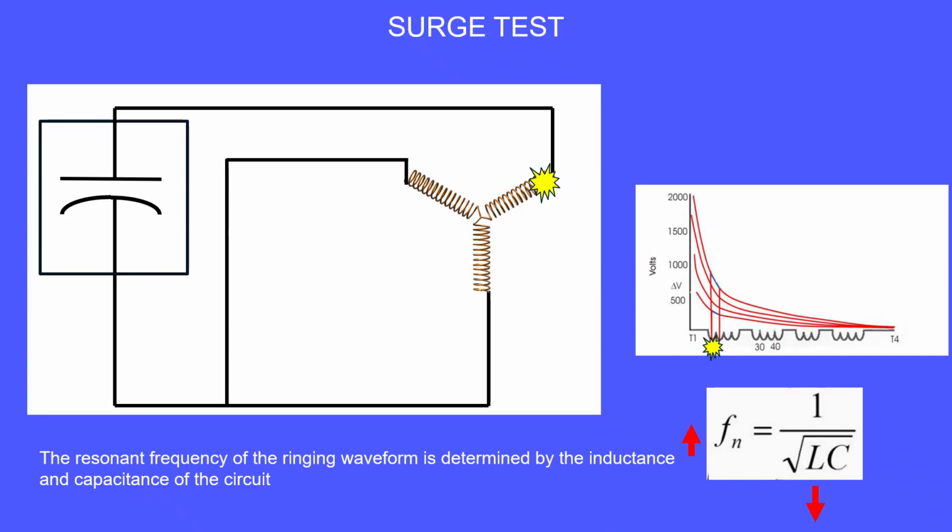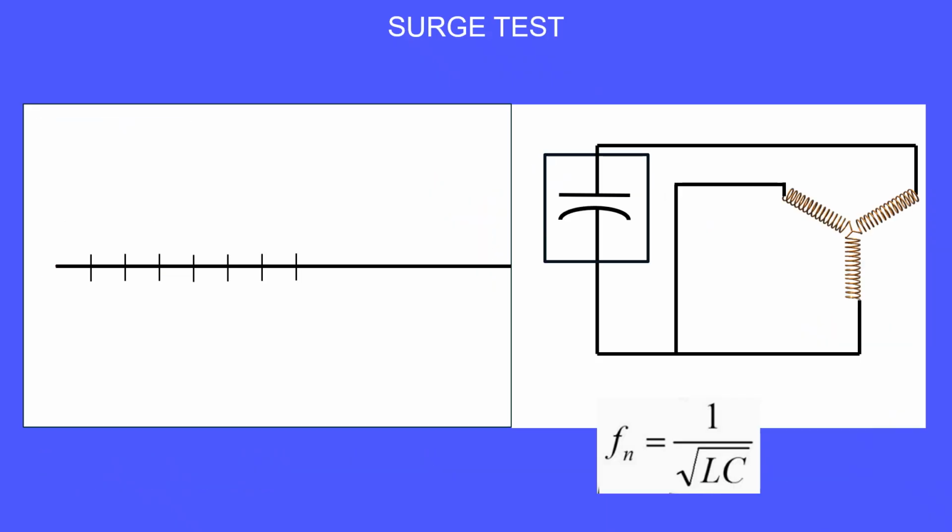This is an illustration of the ringing frequency that is developed when the current between the capacitor and the winding is ringing. The frequency is determined by the equation 1 divided by the square root of the inductance times capacitance. The voltage of the initial pulse does not change the frequency of the waveform. As the voltage increases, the ringing frequency stays the same.